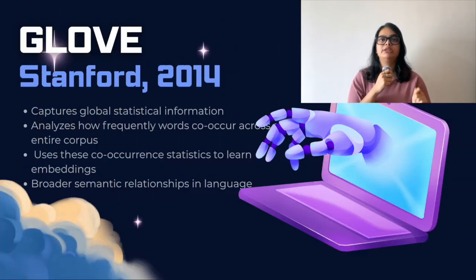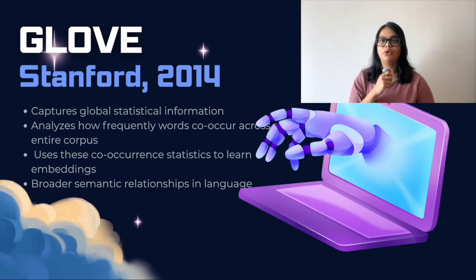Then came another important technique from Stanford University called GloVe, or Global Vectors for Word Representation. Unlike Word2Vec, which focuses on local context, GloVe captures global statistical information. It analyzes how frequently words co-occur across an entire corpus and uses these co-occurrence statistics to learn embeddings. This allows GloVe to capture broader semantic relationships in language.